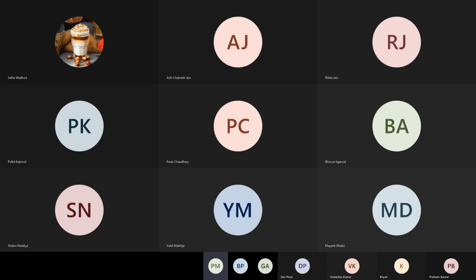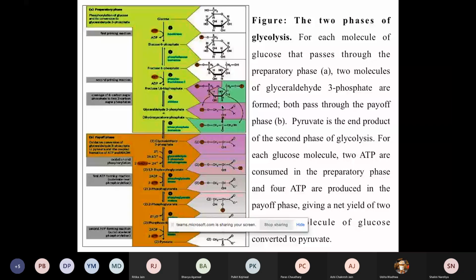Okay, so we'll be continuing with glycolysis. Today, you have already learned all the steps in glycolysis, and you have also learned that instead of glucose, you can have other sources of energy, for example, fructose, lactose or galactose.